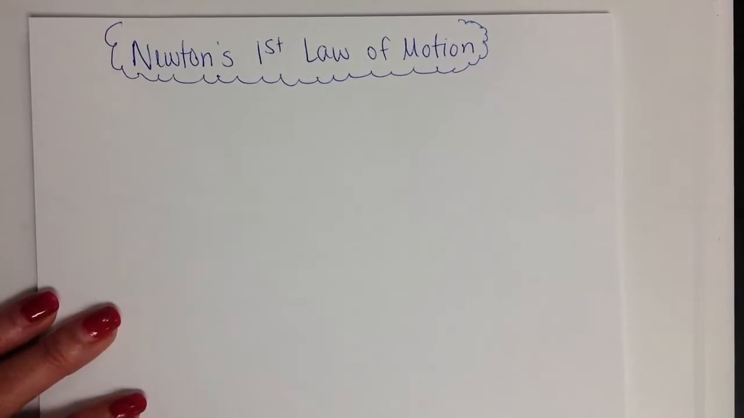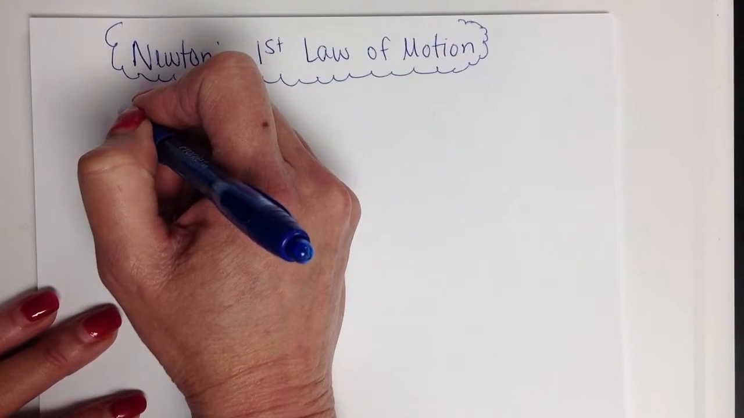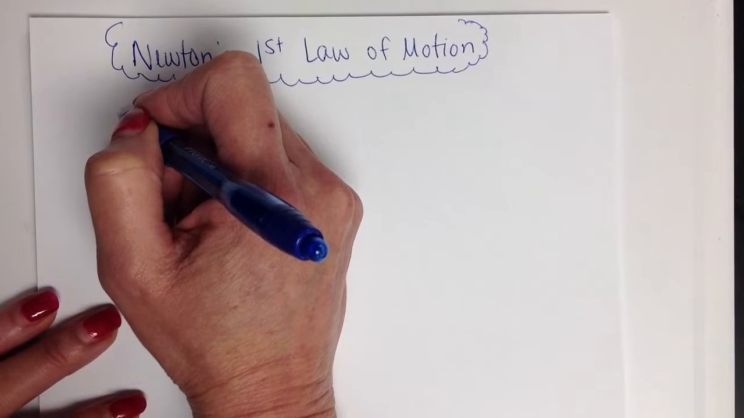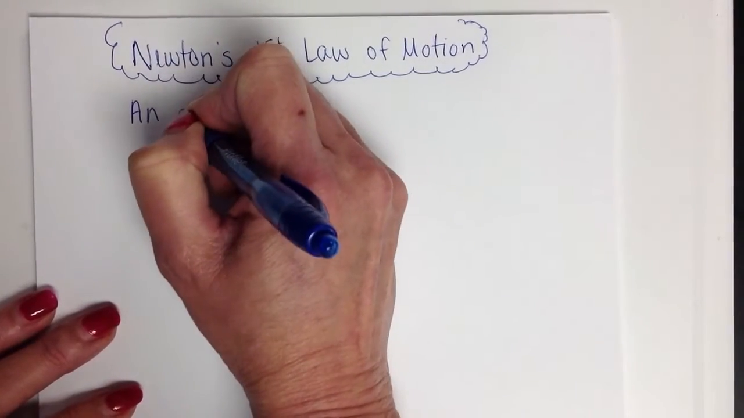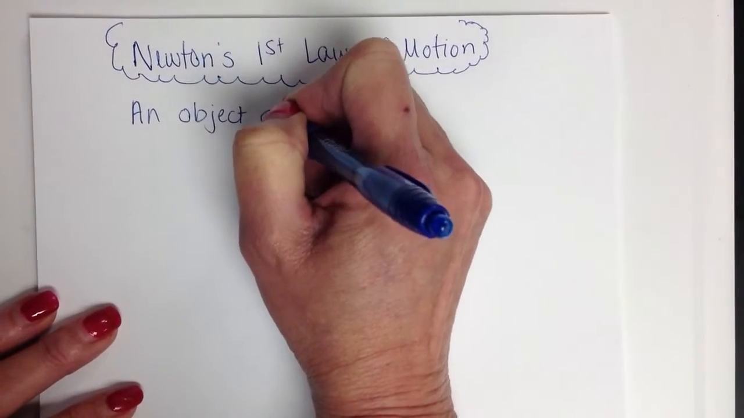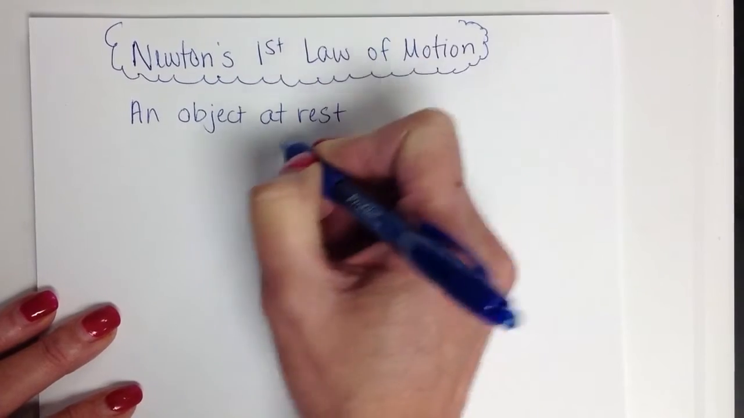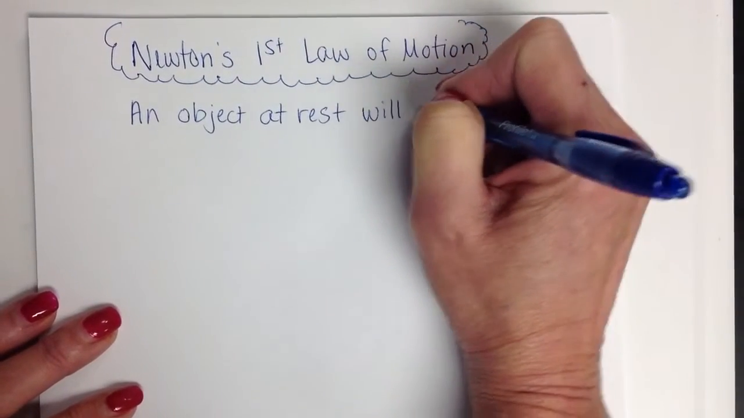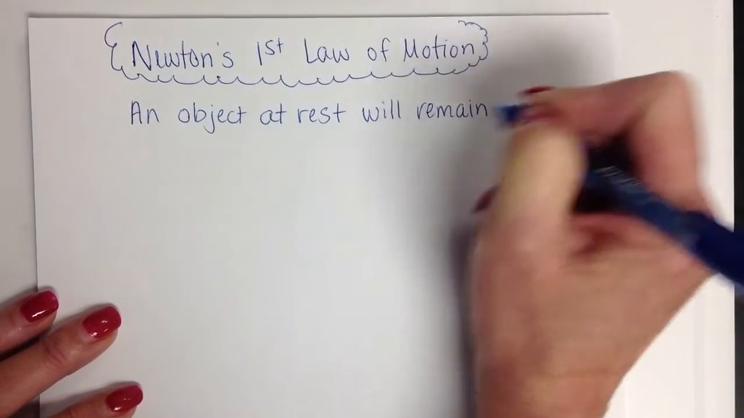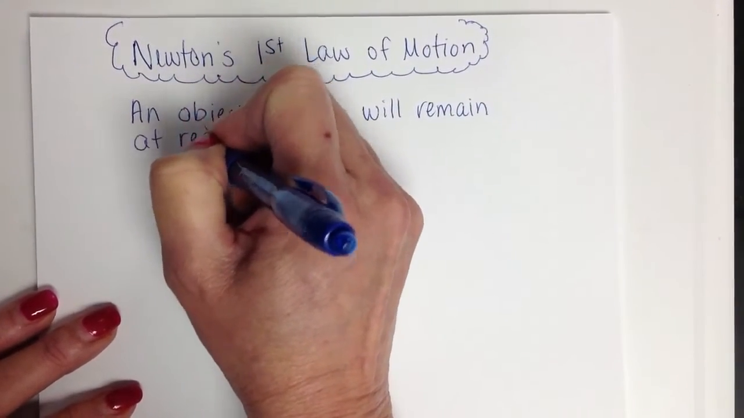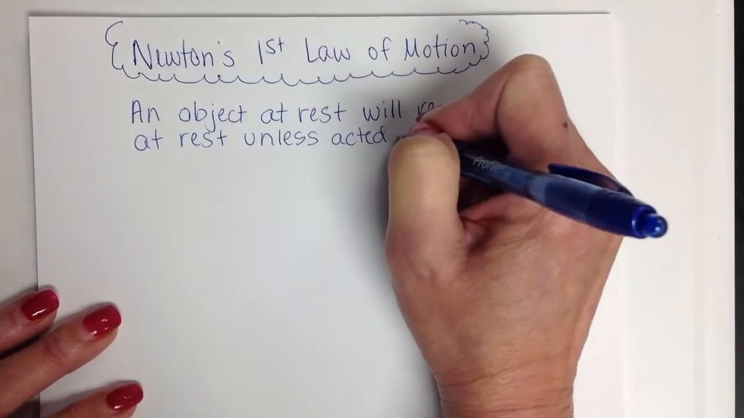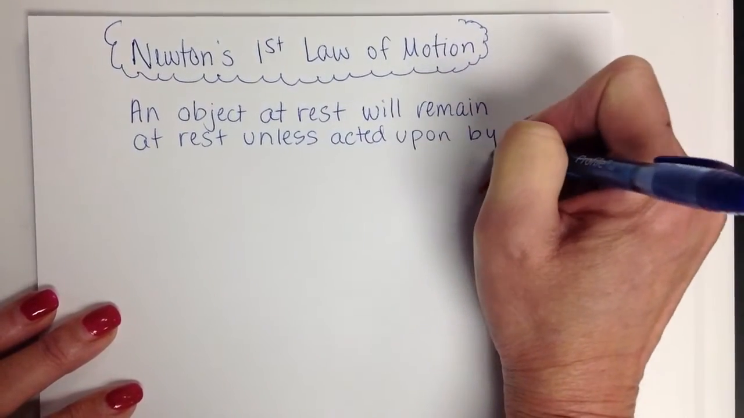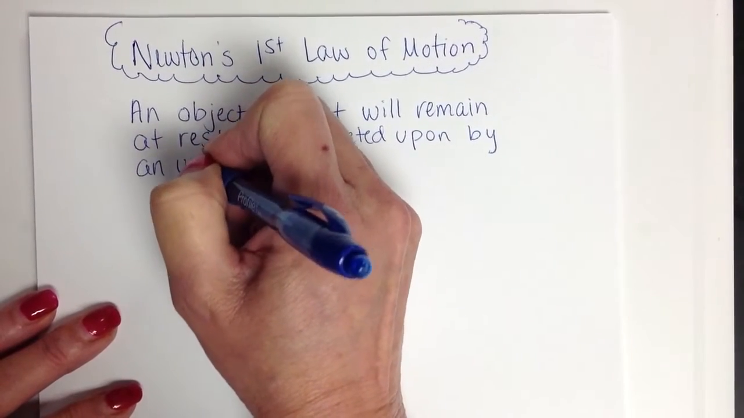All right. So his first law of motion reads, an object at rest will stay at rest unless an unbalanced force acts on it, and an object in motion will stay in motion unless acted upon by an unbalanced force. So we're going to write that down. An object at rest means it's just not moving, will remain at rest unless acted upon by an unbalanced force.